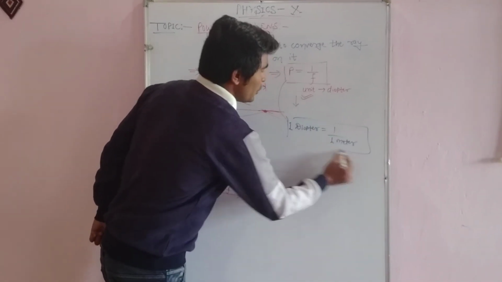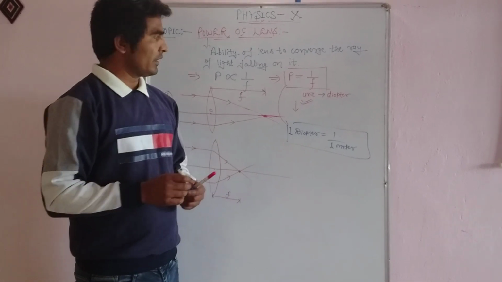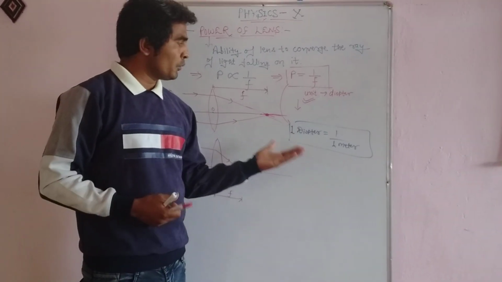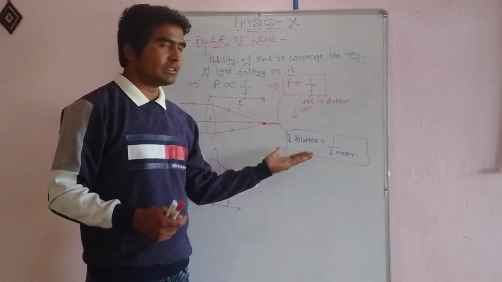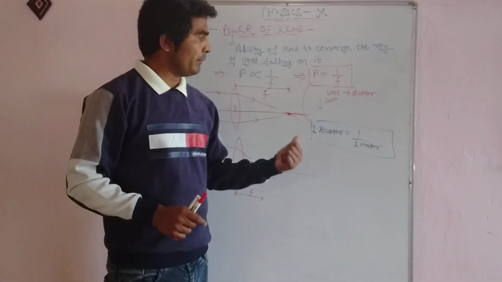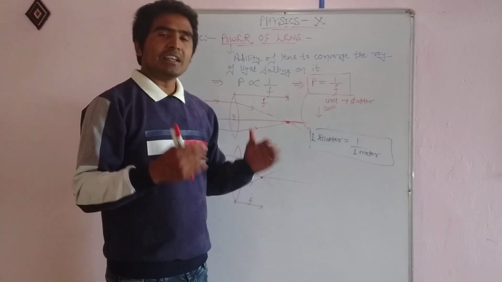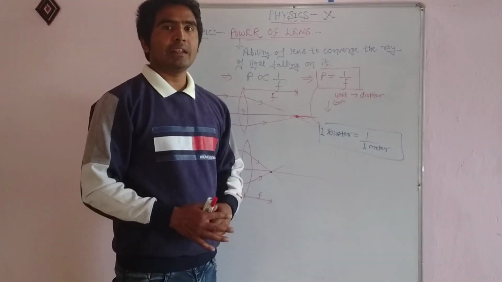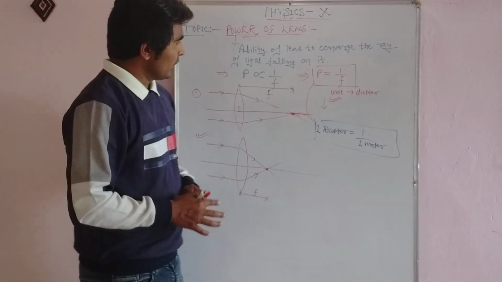Suppose you have to describe what is 1 diopter. Dear students, if you want to describe 1 diopter, it means that 1 diopter is the power of a lens whose focal length is 1 meter. 1 diopter is the power of a lens whose focal length is 1 meter.